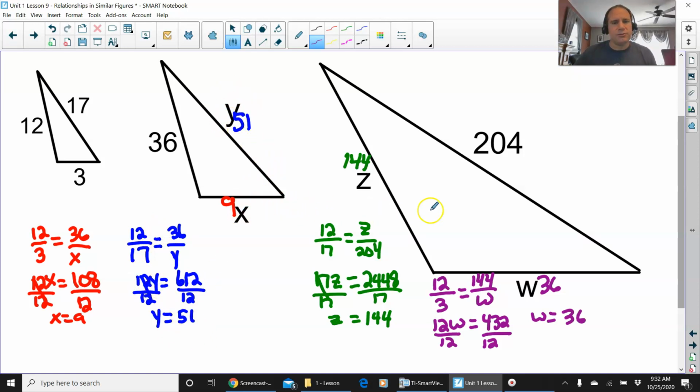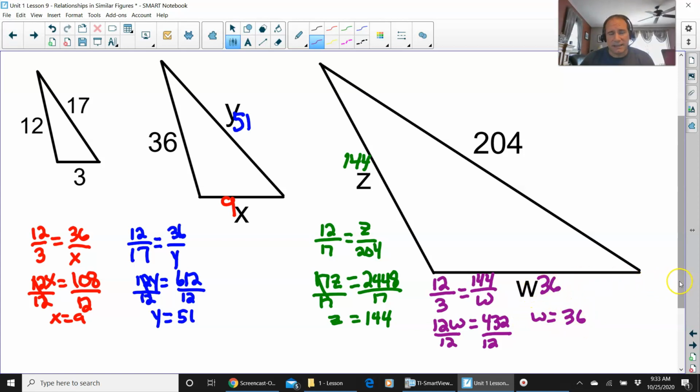Then I moved on to the largest triangle that is here. I went back, since all of these are similar, I'm allowed to go back to 12 over 17 equals z over 204, just matching up the corresponding sides of the smaller and the largest. And then when I cross multiplied, I got z equals 144. I put that here. Once I had 144, I went back to the original triangle, 12 over 3. 12 over 3 equals 144 over w. And I cross multiplied and solved. I got 36 as my w.